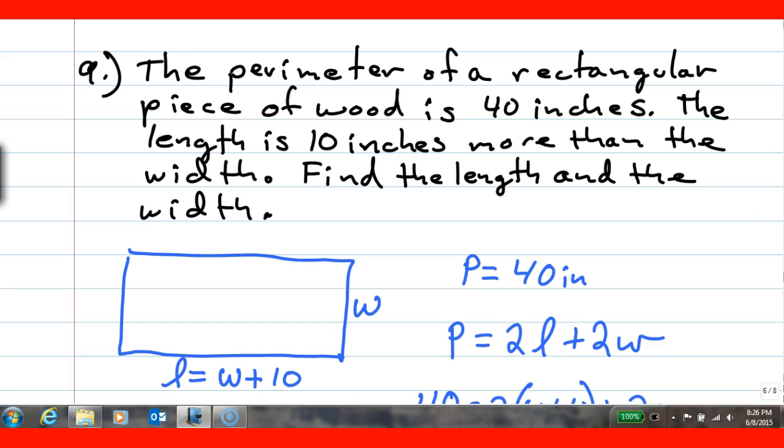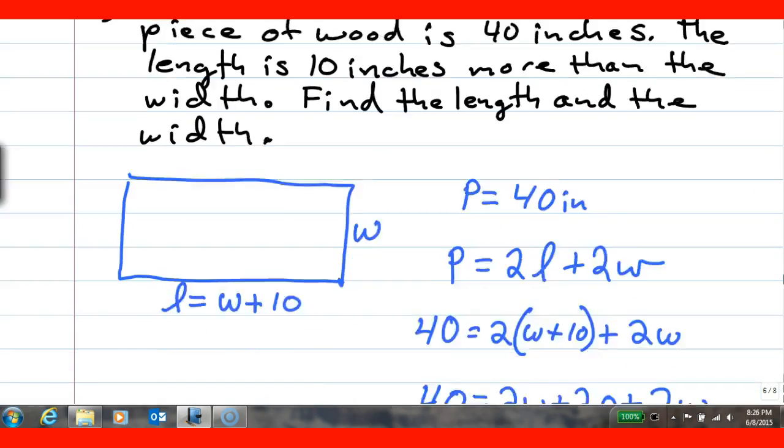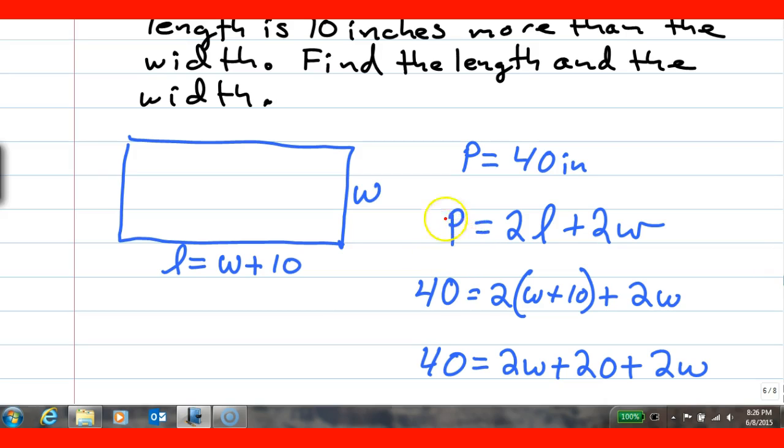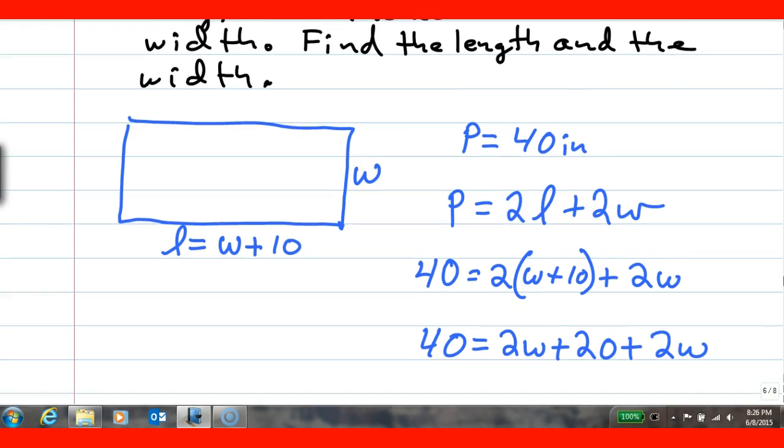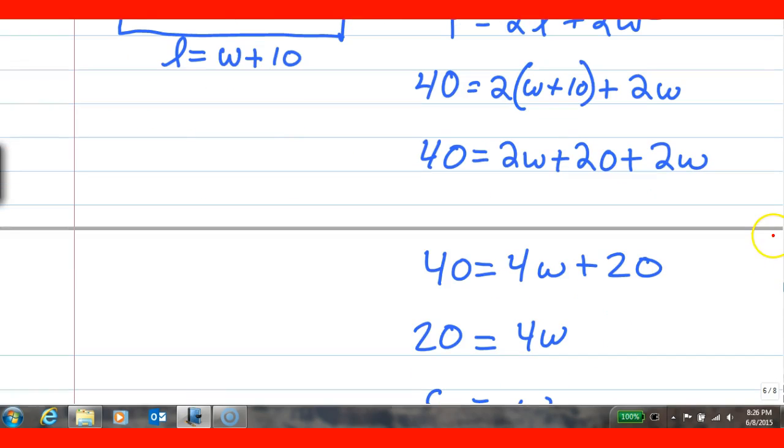Some other things that I also know is that perimeter of a rectangle is calculated by taking perimeter equals 2 times the length plus 2 times the width. I know that length is equal to W plus 10, so for the L I'm going to plug in a W plus 10. This creates an equation where I have a single variable. I'm just calculating width. So let's simplify it.